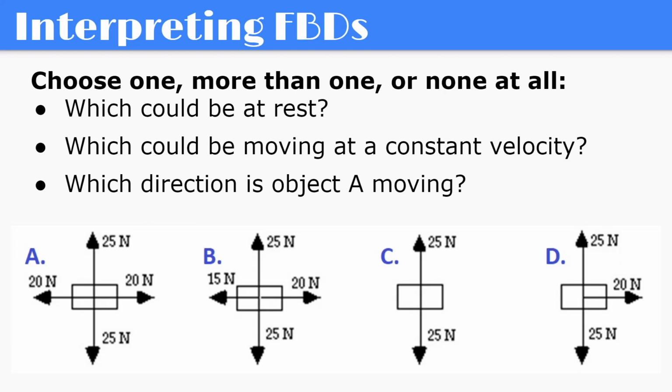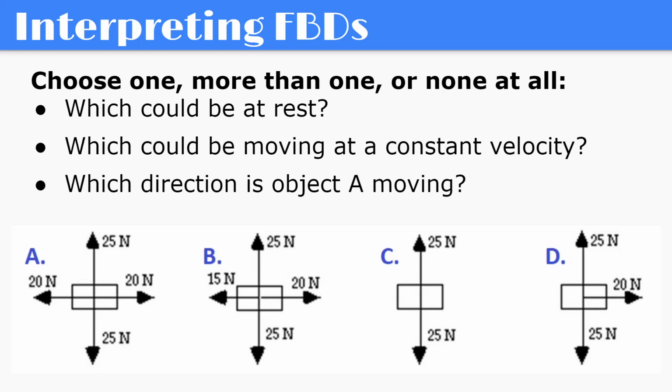Okay, the second one says, which could be moving at a constant velocity? What do we think there? Could B be moving at a constant velocity? C. Morgan's shaking her head no. Okay, why can't B be moving at a constant velocity? Because it has a net force, right? That means it's going to accelerate.